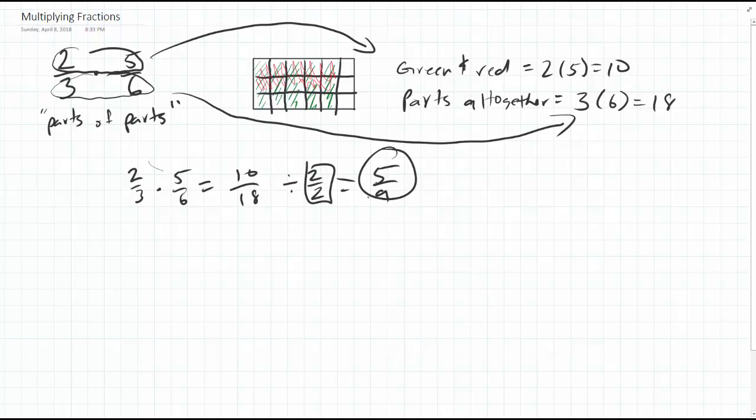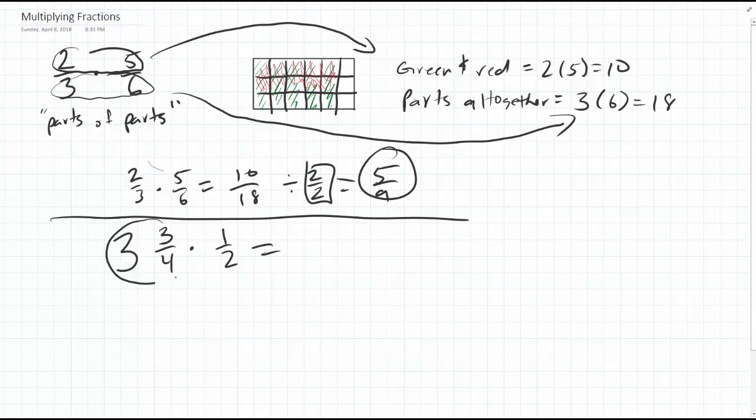Now I want to add another part in case we forgot. If we have a mixed number, for instance, 3 and 3/4 times 1/2, what do we need to do? Well, I need to convert the 3 and 3/4 into an improper fraction. If I have 3 wholes, each whole is broken into 4 parts, I'm going to have 12 parts. In other words, 4 times 3 is 12, and I have 3 left over. So 12 plus 3 is 15. I have 15/4. Again, 12 from the 3 wholes, and 3 more to make 15, and they're fourths.